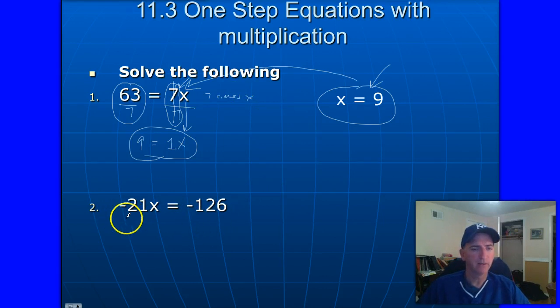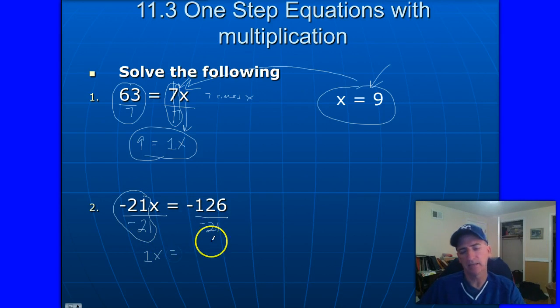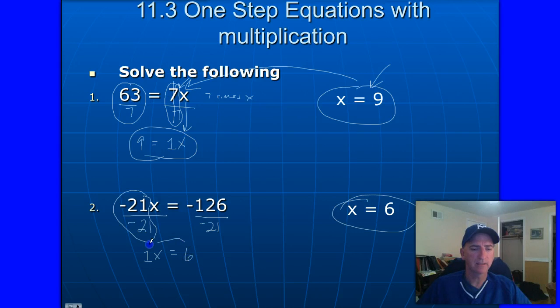And you found your solution there. For number 2, you have negative 21 times x, so you're going to, again, do the opposite operation. That all makes positive 1x. But don't forget to do it to both sides. So you have negative 126 divided by negative 21, and a negative divided by a negative is positive, and there you see the answer. It's 6. Negative 126 divided by negative 21 works out to be positive 6 for you right there.